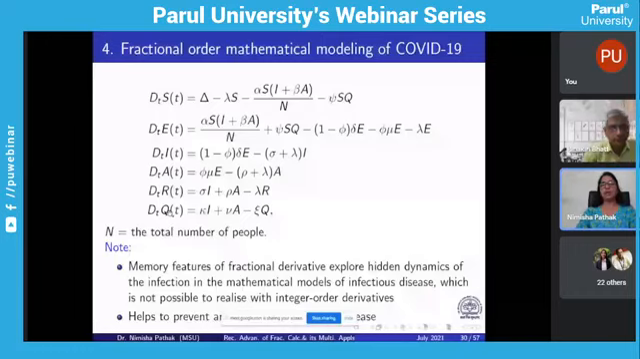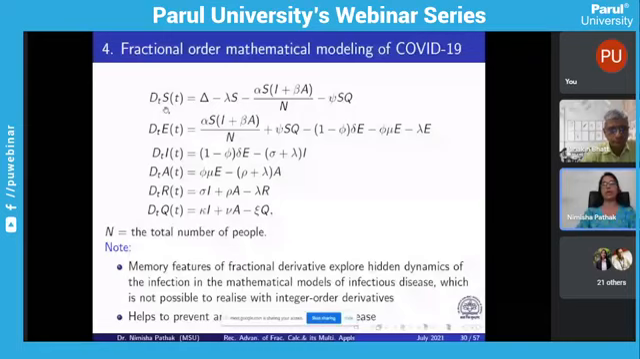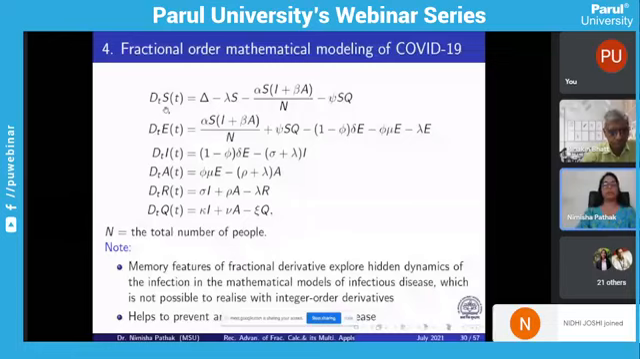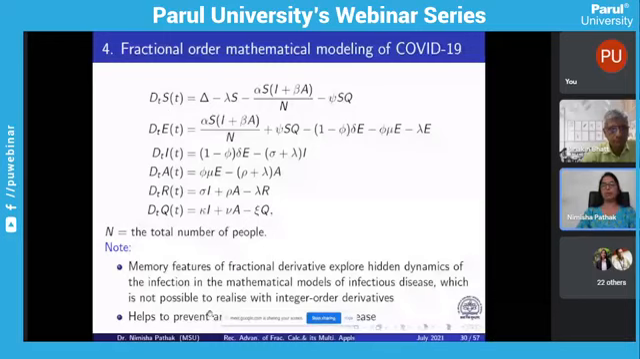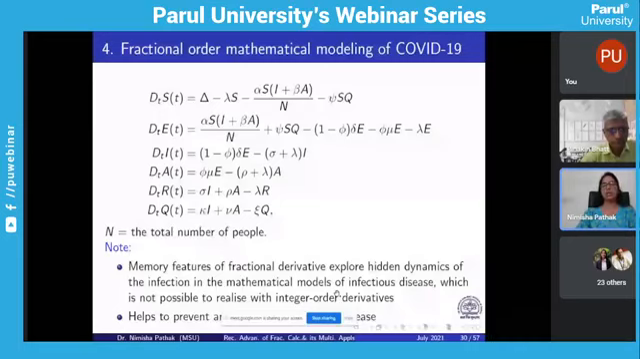So there are a number of mathematical models we can see in the literature from 2019 to 2021, recently also. And people are working with fractional derivative operators, that is the Caputo fractional derivative operator, Riemann-Liouville fractional derivative operator, and recently the Atangana-Baleanu fractional derivative operator. We can notice that memory features of the fractional derivative explore hidden dynamics of the infection in mathematical models of infectious disease, which is not possible to realize with the integer order derivative, so that it helps to prevent the disease and the spread of the disease.